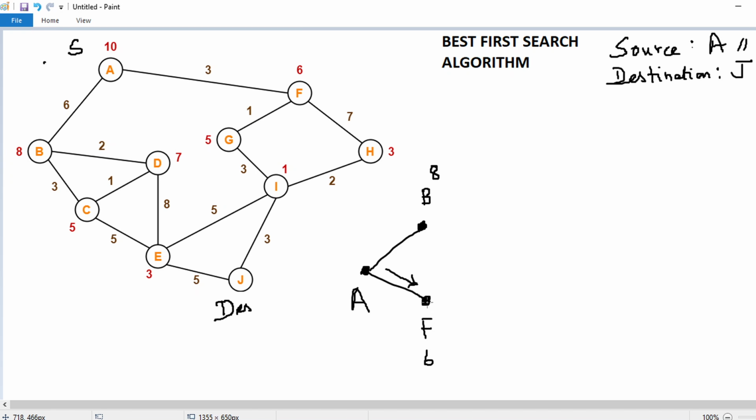So we reach F. What's the cost? This A to F is 3. Okay, so it is going this way.